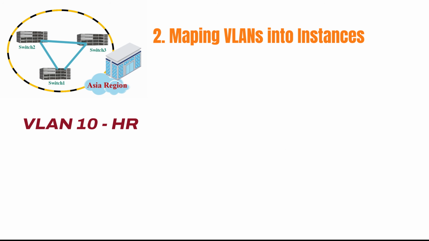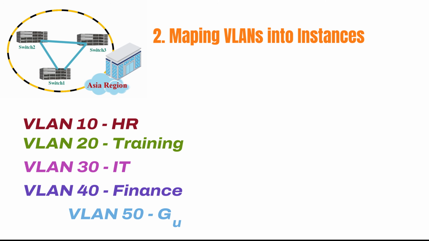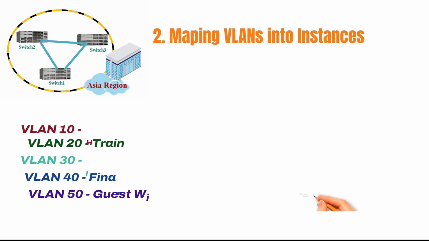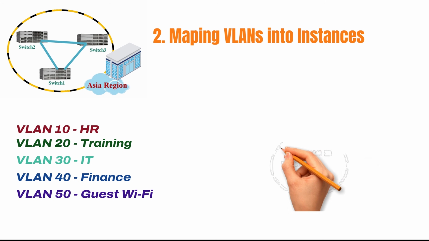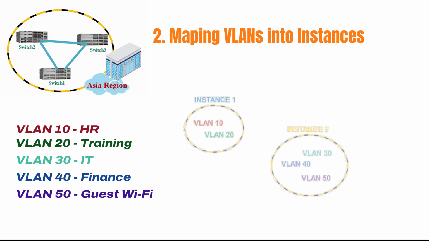For example, we have VLAN 10 for HR, VLAN 20 for training, VLAN 30 for IT department, VLAN 40 for finance, and VLAN 50 for guest Wi-Fi. We can map VLAN 10 and VLAN 20 into instance 1 and VLAN 30, 40, and 50 into instance 2.